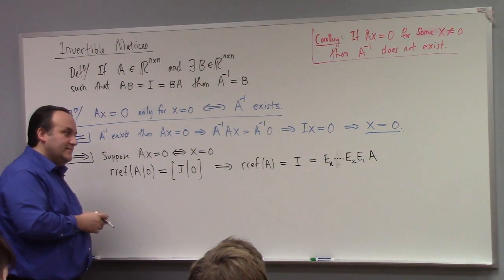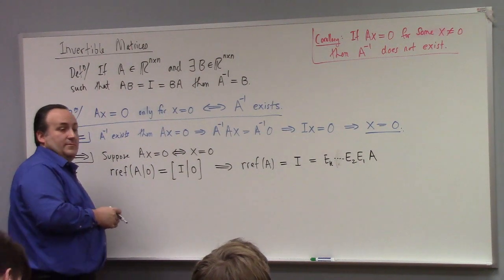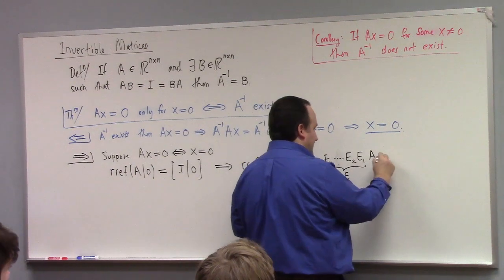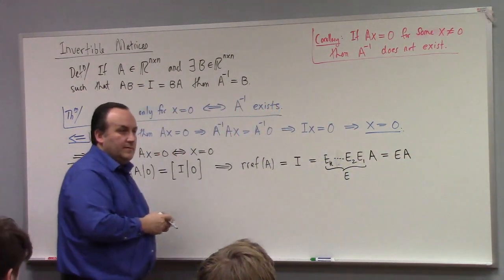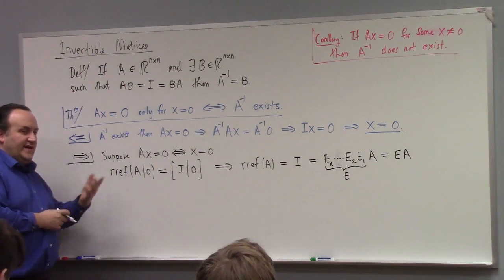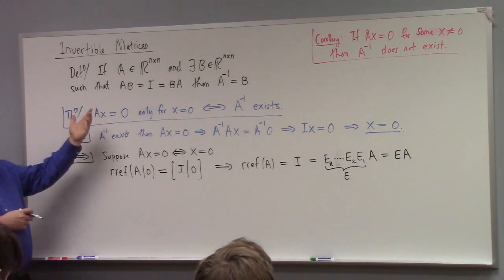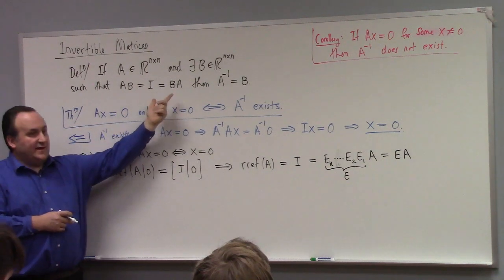What does that mean? Just to put us out of our misery, call that E. I like that. So EA equals I. Cool. Well, that's half of what I need, right? Because for A to be invertible, I need another matrix B such that BA is equal to I.